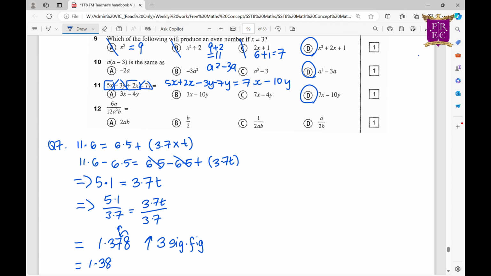And question 12 is just asking you to simplify and cancel out. So we can cancel the a, and that leaves us with an a there. And then we can cancel that out, which leaves us with 1 and a 2. So that just gives us 1 over 2ab. And the answer would be C.